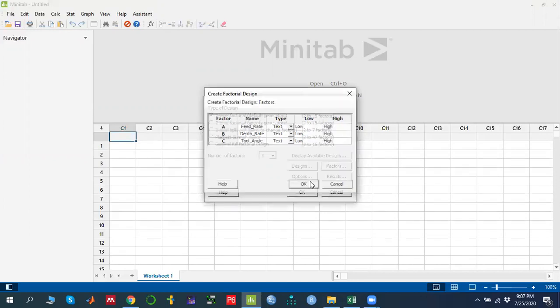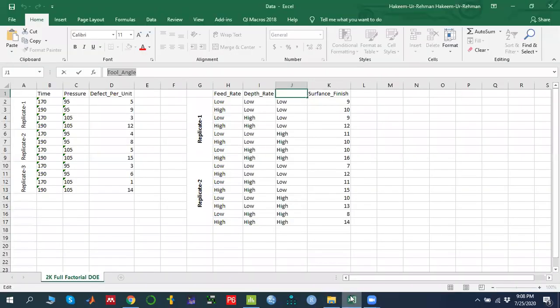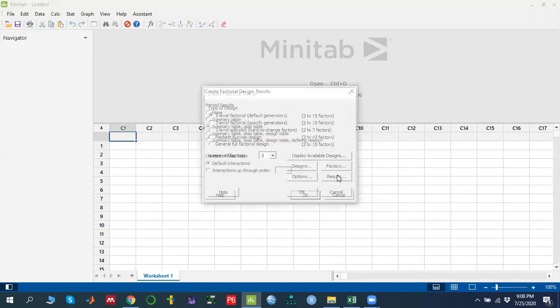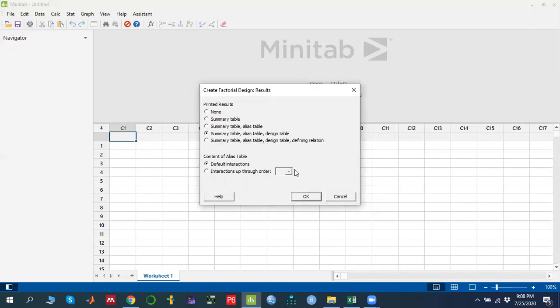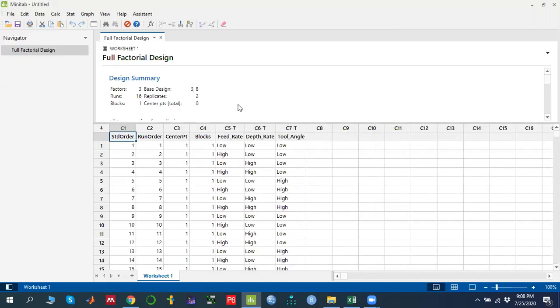Press OK. Under Options, I don't want the experimental design to be randomized, though it's good practice to randomize. But because I have already got the results, I don't want it in random order. So press OK, and then this is the table I want to see, and press OK.